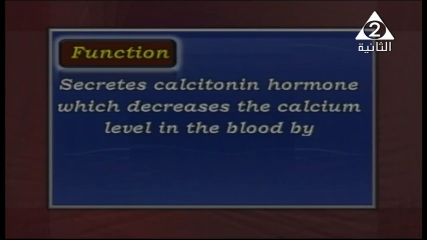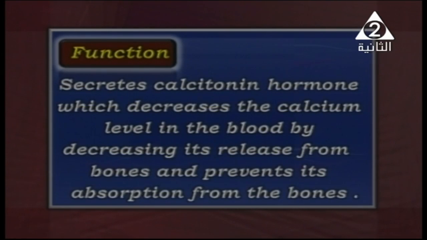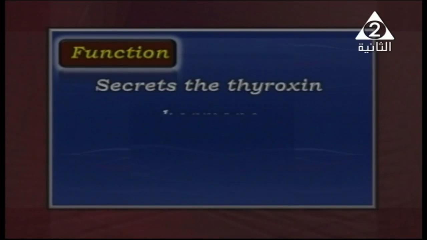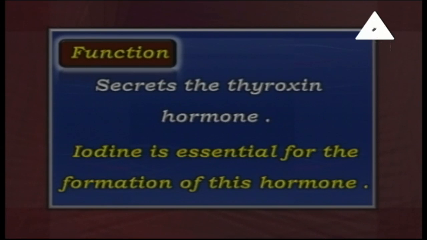Its main function: it secretes two hormones, okay? One of them is calcitonin hormone, which has the important function of decreasing the calcium level in the blood. But how does it work? It decreases the release of calcium from bone, and also prevents its absorption from the bones. And also it secretes thyroxine hormone. And to learn more about it, you have to know that iodine is essential for formation of this hormone.